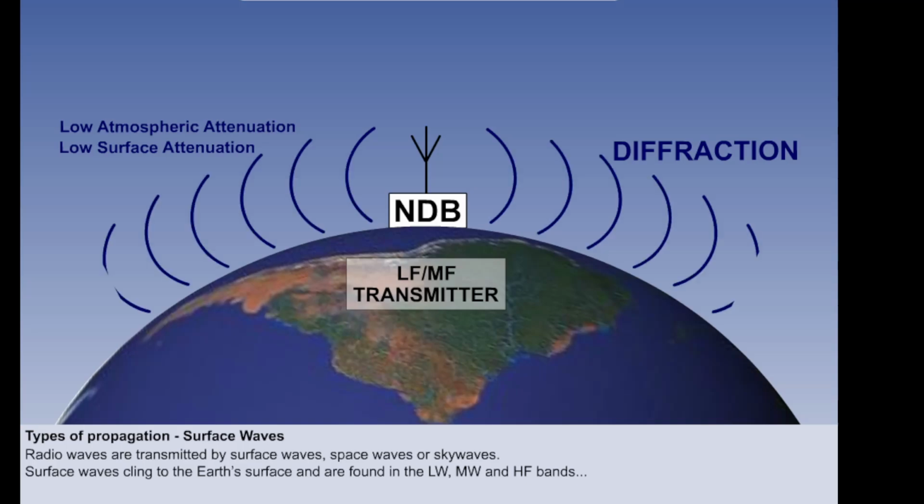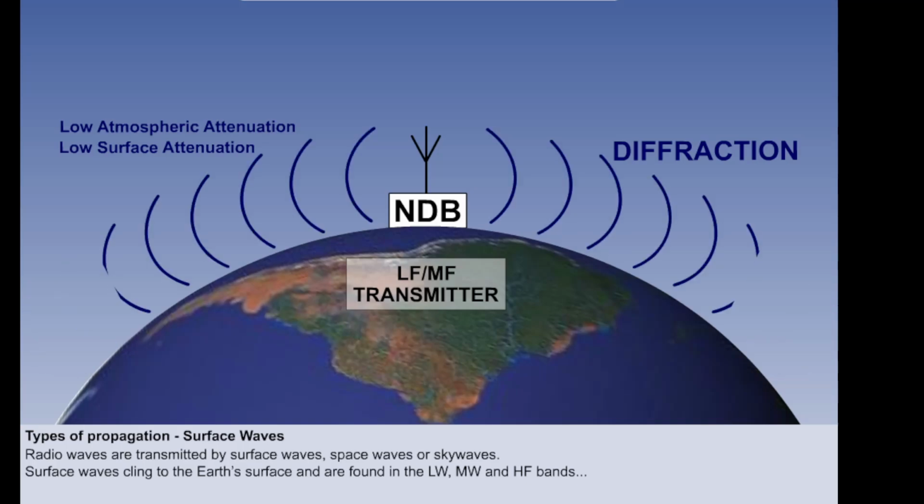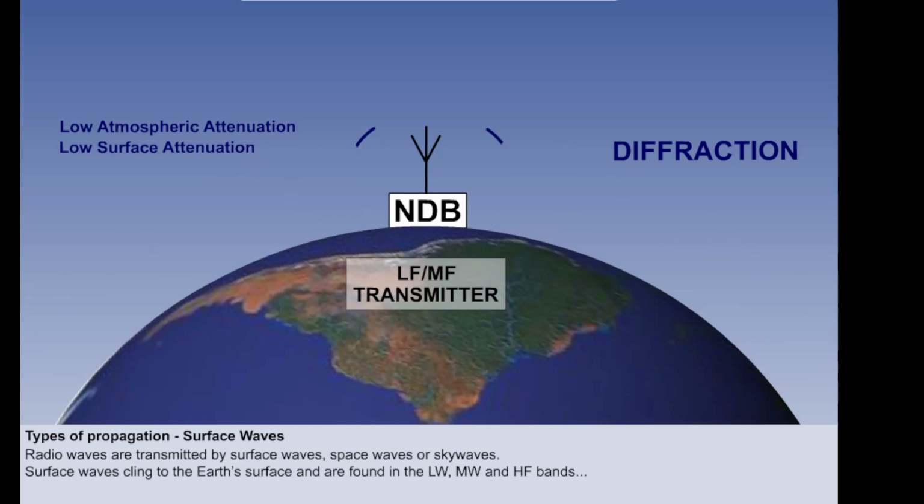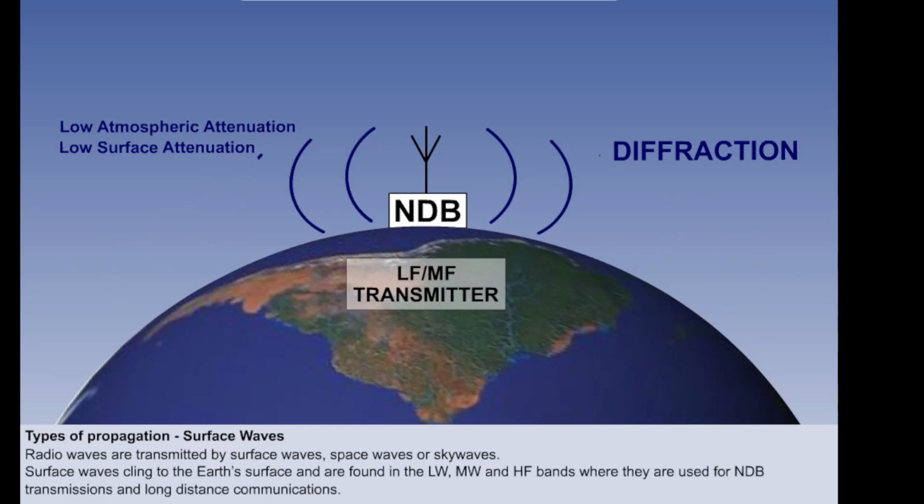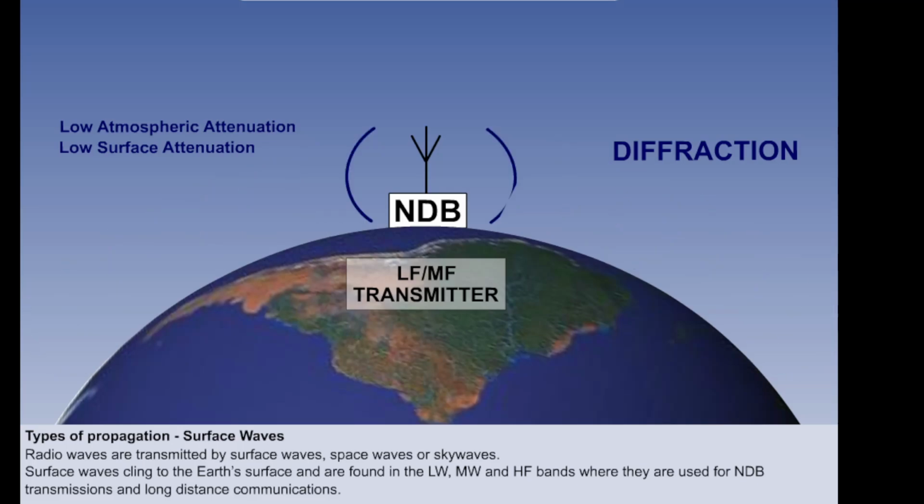The range achievable is dependent upon several factors. As the radio wave frequency increases, surface attenuation increases. Surface waves are effectively non-existent above high frequency, that is, above 30 MHz. Surface waves are therefore used in the low frequency for NDB transmissions, in the medium frequency for NDBs and long-range communications, and in the high frequency for long-range communications.